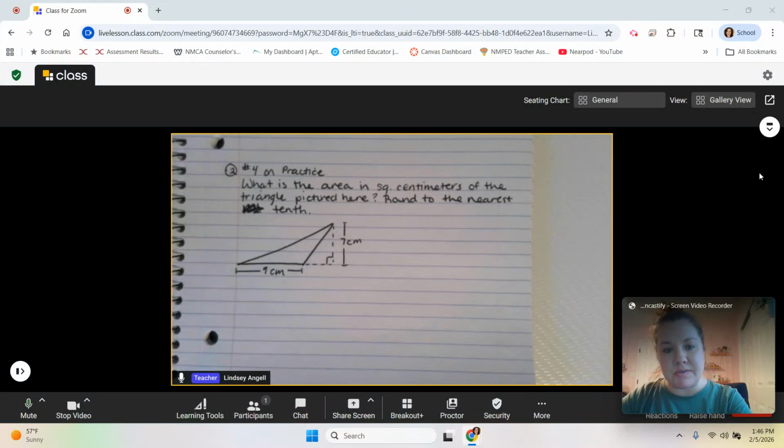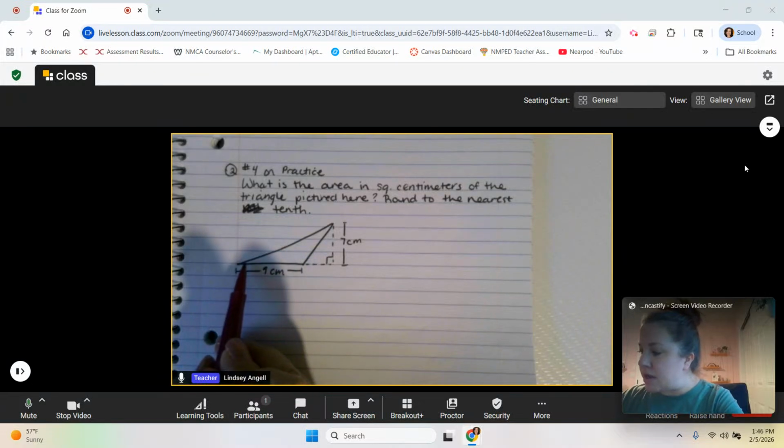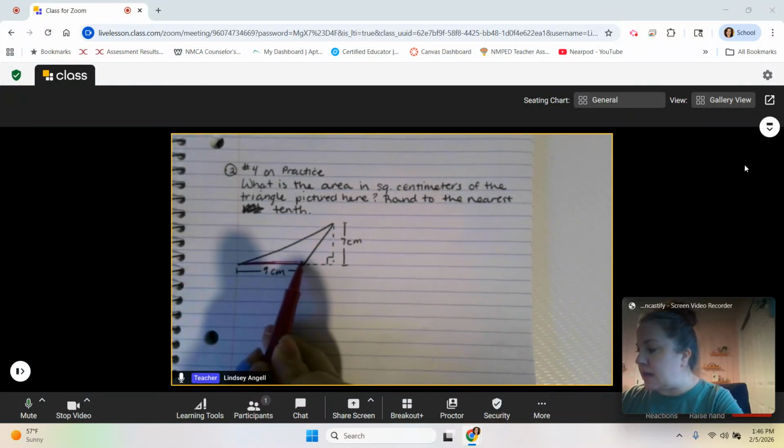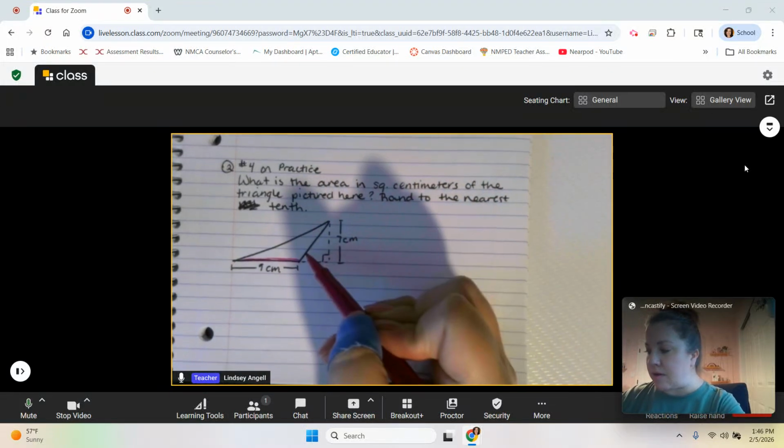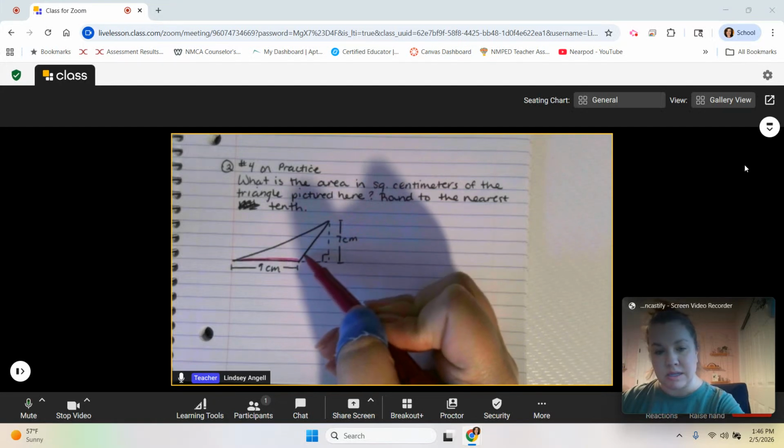Number 2, this is number 4 on your practice. What is the area in square centimeters of the triangle pictured here? Round to the nearest tenth. The reason I chose this one is because this triangle looks a little funky. The base of the triangle is this here, this 9, and the height is 7. Now you might think, well, how come this isn't the height?